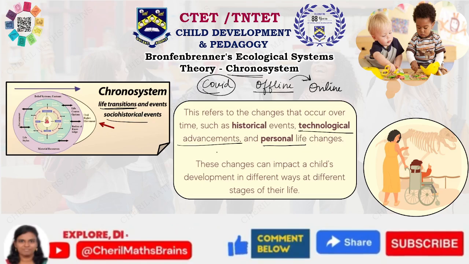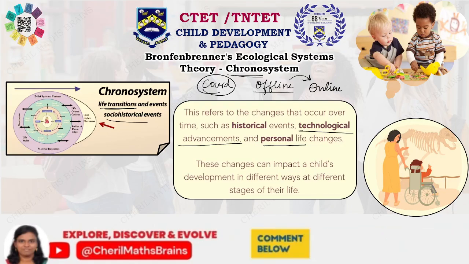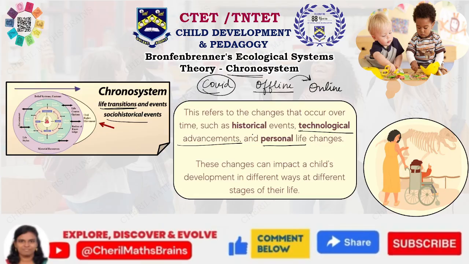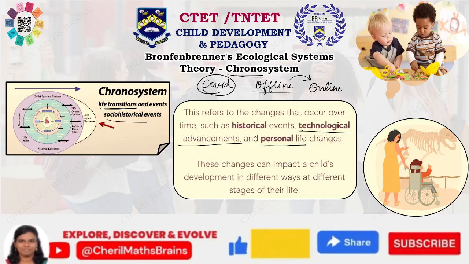See, after technological advancements came, what happened? Cash transactions have reduced, so now everybody is forced towards digital transactions. Digital media has taken over. So when this kind of socialization happens, the role is played by the chronosystem, which is the highest order of the ecological systems given by Bronfenbrenner.